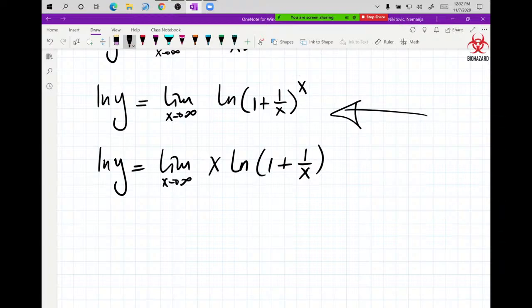Then once that is done, I can check, because I have multiplication of two functions. Let me check the L'Hopital rule situation, maybe I can achieve something there. When you plug in infinity, this one is going to be infinity. And when you plug in infinity, ln of 1 is 0. Aha! I have the situation.